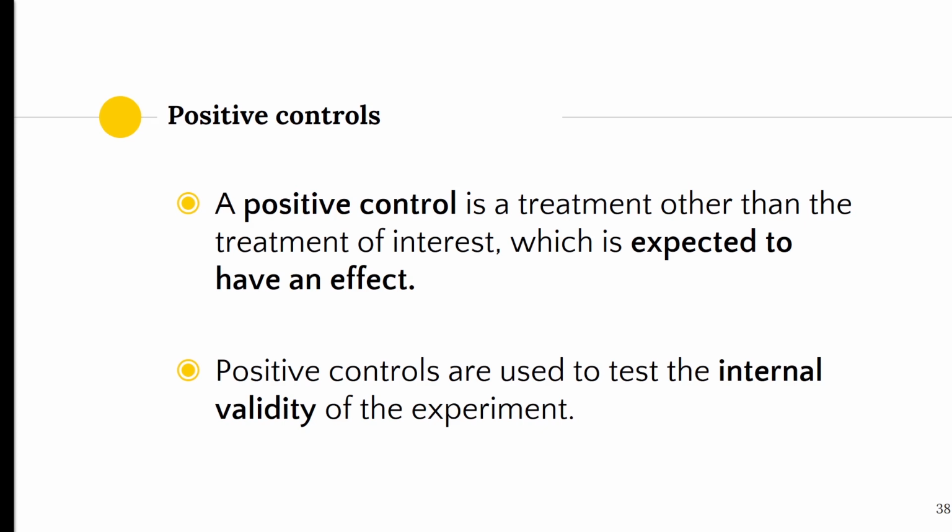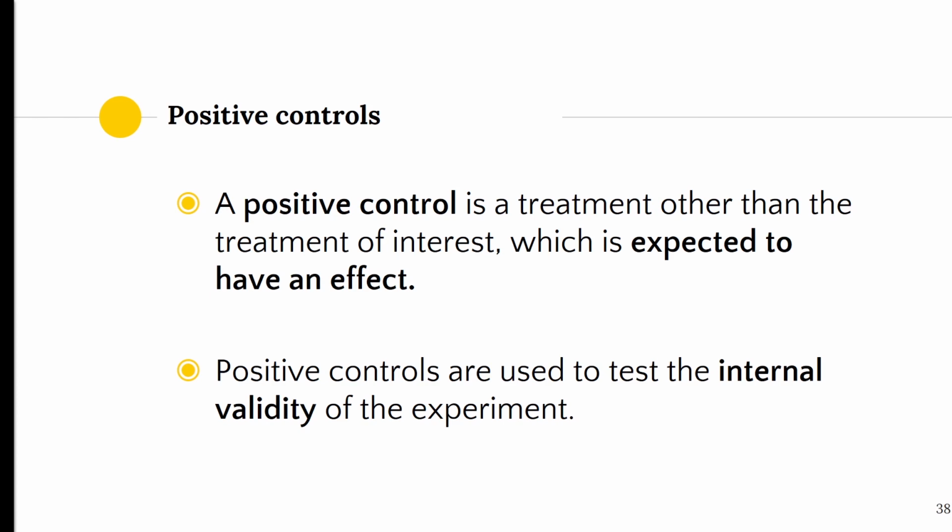And so if it does what we expect it to do, we can show that data to other people and say, look, the positive control behaved as expected. We can have confidence in the internal validity. Whereas if the positive control does not behave as expected, then we know there's something wrong with the experiment. So let me just give you an example of how positive controls can work.